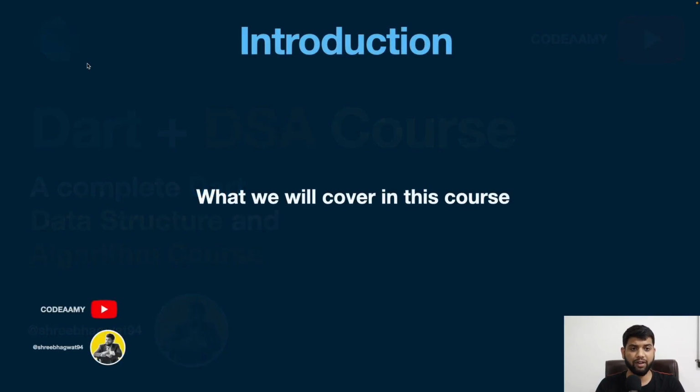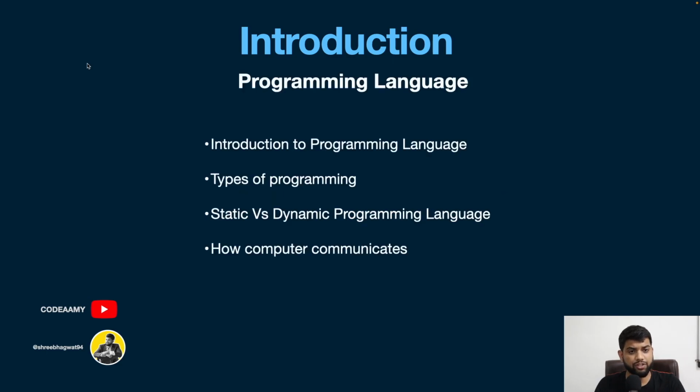So what we will be covering in this course, first we will start by understanding what are programming languages. So we will have a normal introduction to programming languages, how they started, the history of programming and everything. Then what are the types of programming languages, like static type, dynamic type, functional or object oriented programming languages. So we will get into that. I will try to make you understand the different types of programming languages. Then what is the difference between a static and a dynamic programming language and how computer communicates.